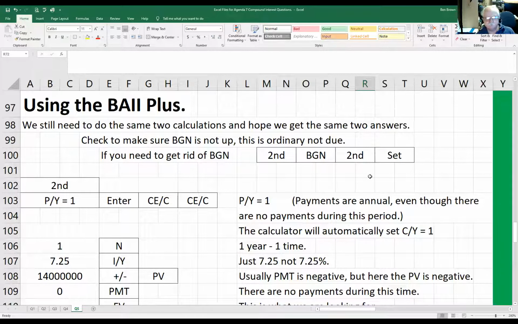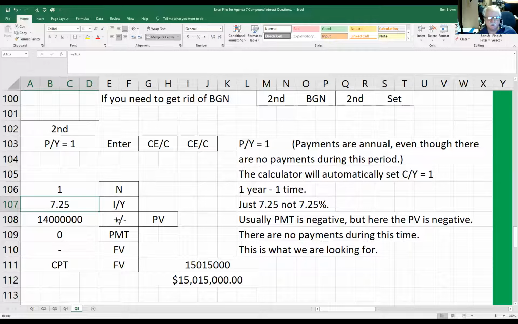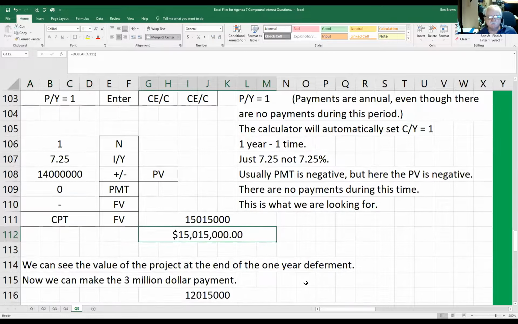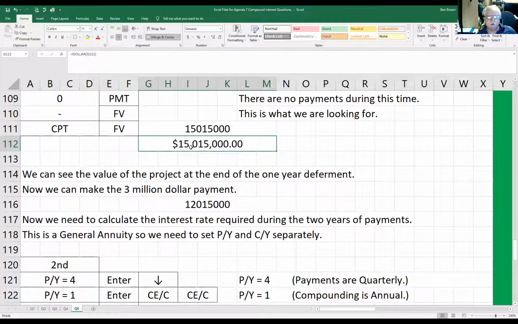The 14 million, well, we made it negative. There's no payments, and we calculated the future value, and we got exactly the same 15 million and 15,000. We still have to make that one-time payment of 3 million. So this becomes 12 million and 15,000 that we owe.